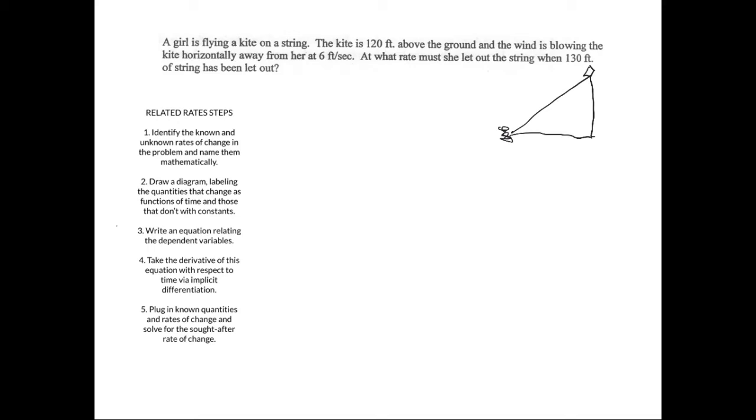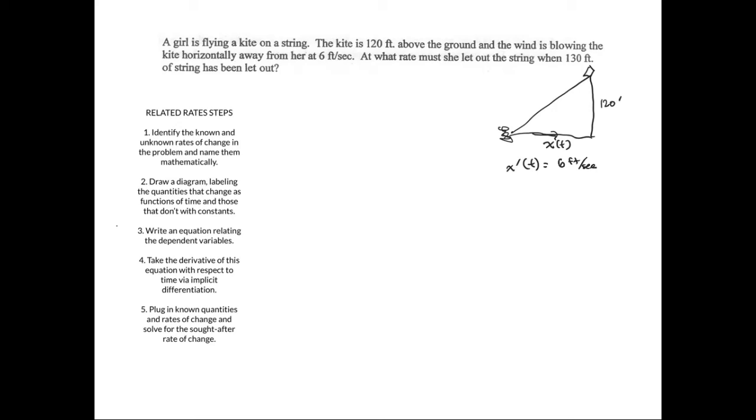So it says the kite is 120 feet above the ground and the wind is blowing the kite horizontally. So that means that 120 feet height is constant in the problem. If the kite's being blown horizontally, it's not going up or down. So I'm going to go ahead and label that in the picture with a constant. The wind is blowing the kite horizontally away from her at 6 feet per second. So if it's moving that way, then that rate of change is going to affect this length here, which means it's a variable. And that variable's rate of change, I'll switch back to the Newton notation this time, would be 6 feet per second. And it's increasing, so we may keep it positive.